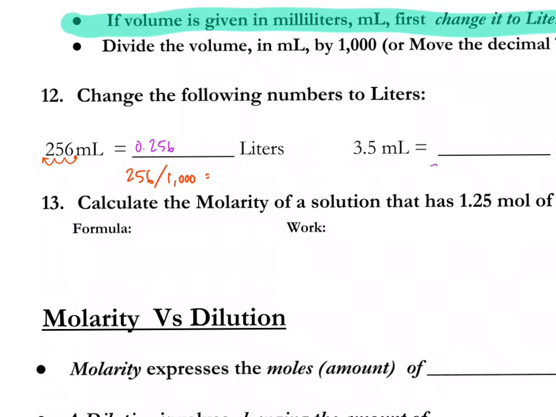Looking at the next one, I've got 3.5 milliliters. So you could take 3.5 and divide it by 1,000 and you'll get an answer, or you can simply move the decimal 3 places to the left. Let's try that again. There's 1, 2, 3. So my decimal will be right here, which means I plug in 2 zeros. And this value becomes 0.0035 liters.